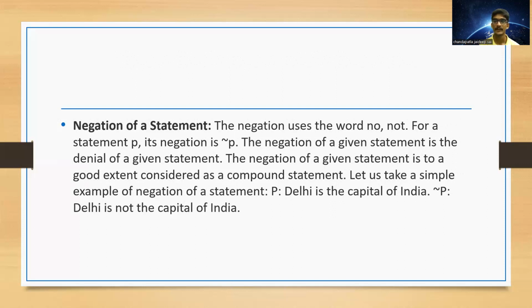When we apply the negation to any statement, it gives the opposite meaning of the statement. So we have Delhi is the capital of India, and when the negation is applied, the statement becomes Delhi is not the capital of India. This is about the negation of the statement. The negation uses the word not or no. For a statement P, its negation is represented by negation of P. The negation of the given statement is the denial of the given statement. As we discussed, if any statement is given, then its negation is the denial of that statement, so it gives the opposite meaning of that statement.